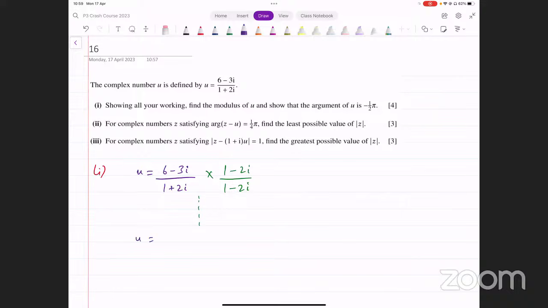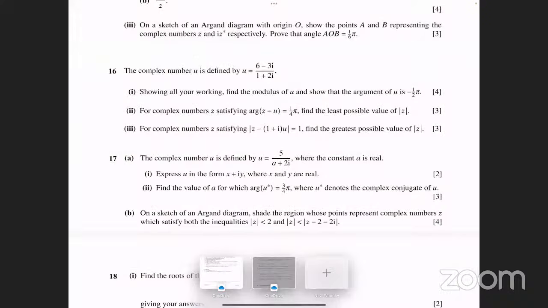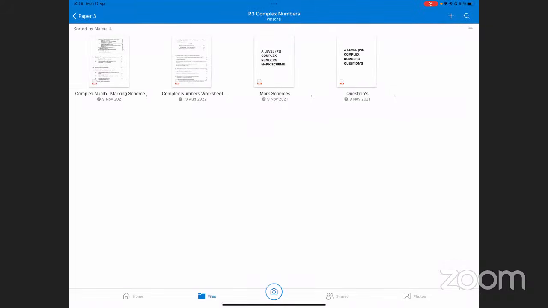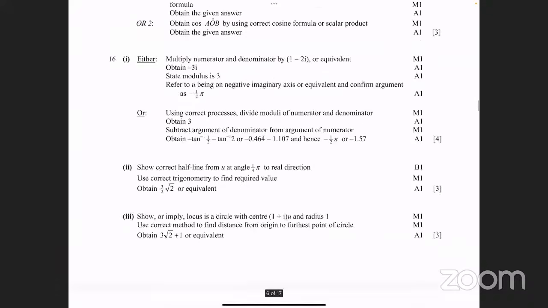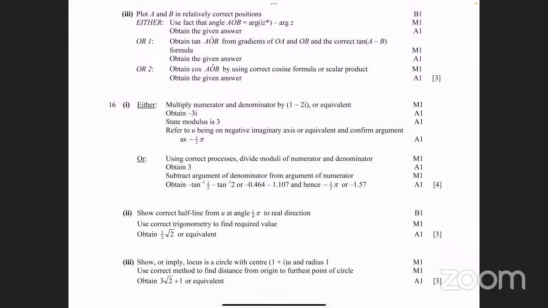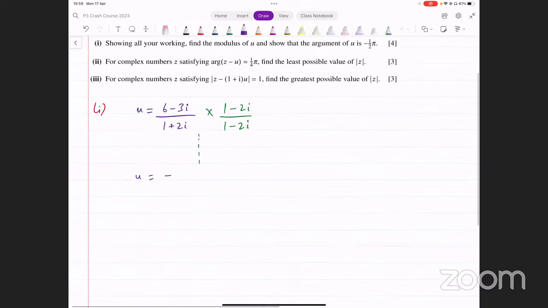Now, let me just see what this is going to turn out to be. This is question number 16. Let's see if I can find that here. Okay, let's just open that here. Question number 16, first part. Okay, the first part should give us minus 3i. So you will simplify to minus 3i.